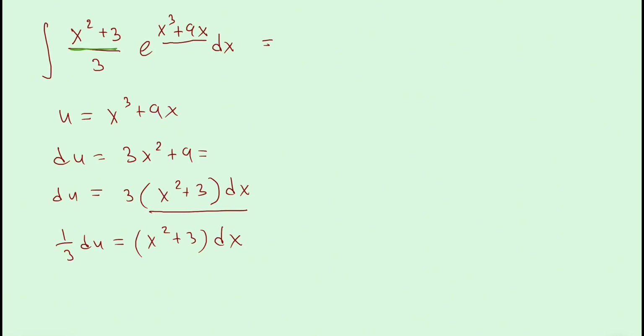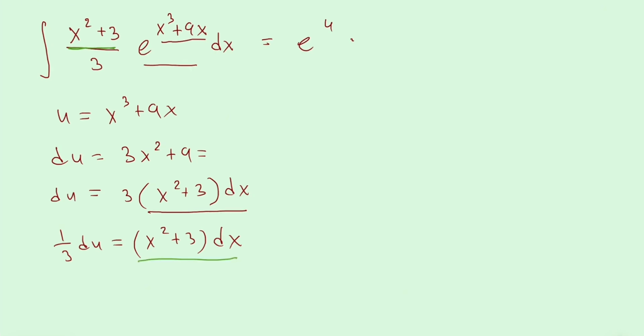Now let's replace everything we know here. So we have e to the x cubed plus 9x. That's going to be e to the u times 1/3 du. Now let's not forget the 3 here. So that's going to be multiplied by 1/3. That's going to be our constant.